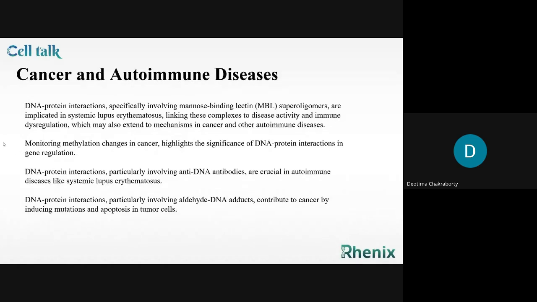And for autoimmune diseases like systemic lupus erythematosus, the DNA protein interactions are linked to immune dysfunction. Interactions like mannose binding lectin oligomers are associated with disease activities, while antibodies play a crucial role in systemic lupus erythematosus pathogenesis.